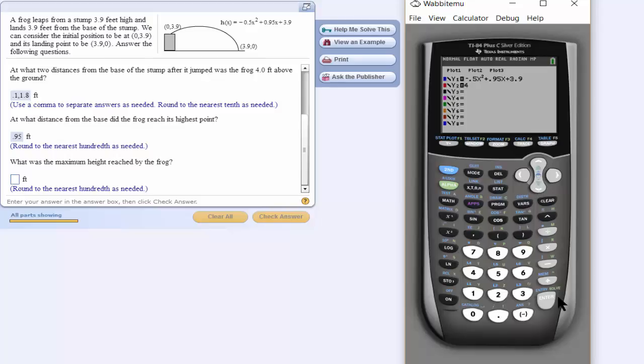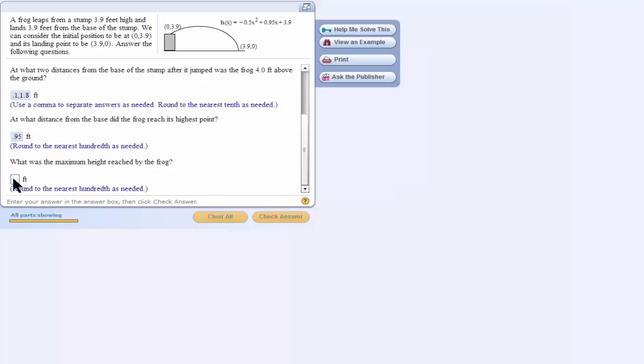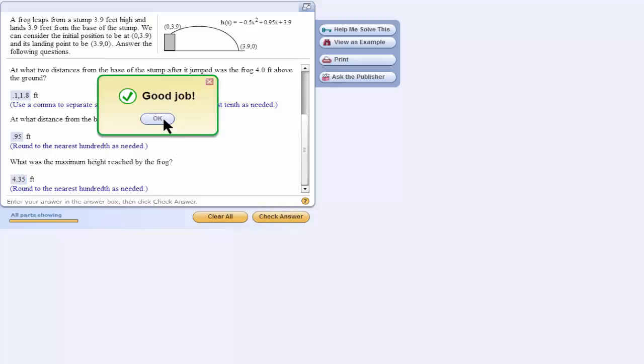No. Okay, I'm going to have to go back. And I have to get rid of y2 first. So clear. Now, go back to y1, second trace, value, 0.95. If x is 0.95, what is y? 4.35, because now we're being asked to round to the nearest hundredth, which is 2 decimal places. So I am going to say 4.35 feet. 4.35. Check answer. Good job.